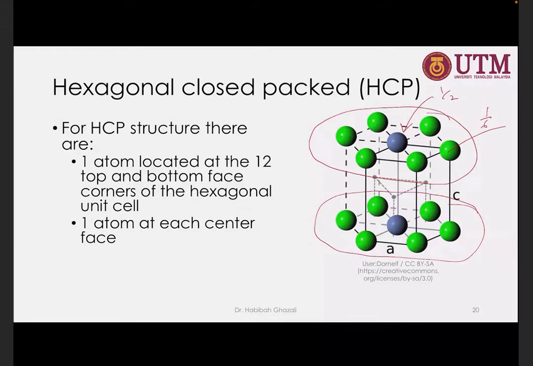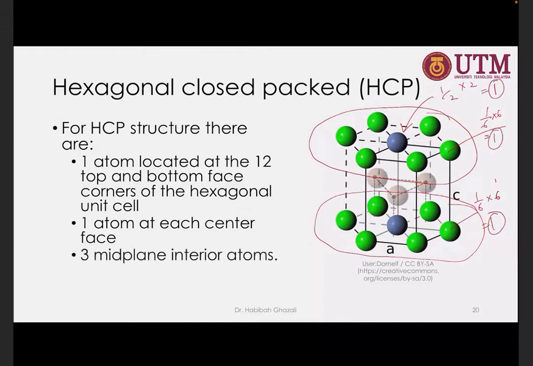Three. 3, okay, because the green we have 6 at the top, so this is equivalent to 1, and this is another 1/6 multiplied by 6 at the bottom. So this is equivalent to 1, this is equivalent to 1, this is multiplied by 2, top and bottom, so equal to 1. So 1, 2, 3. Okay, 3 mid-plane interior atoms. So altogether is 6 atoms.